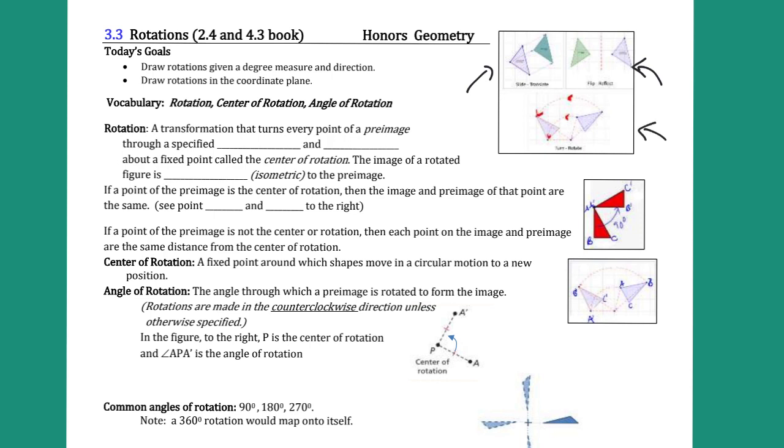And so a more specific definition of a rotation is that every point of a pre-image is moved through a specific angle and then in a certain direction, normally counterclockwise. And so the image of the rotated figure is going to be congruent to the original shape.